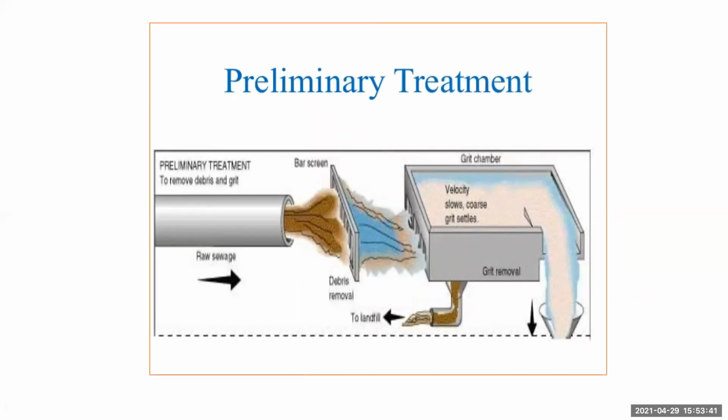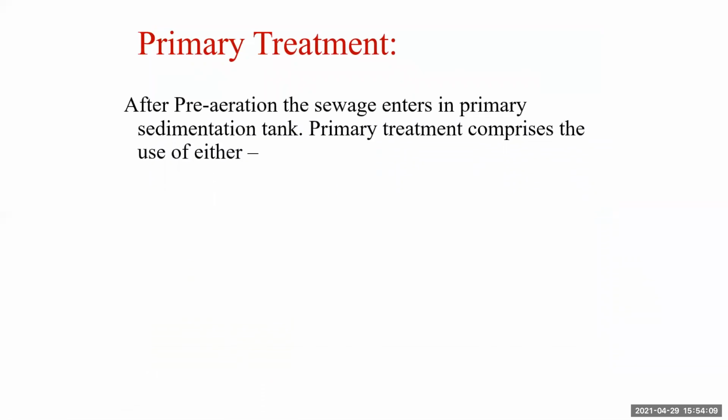Preliminary treatment involves removing the debris and grit. So raw sewage is first subjected to screening. That means it is passed through bar screens to remove large objects. Then it is sent into a grit chamber so that the grit is removed, which can be further used, or other solids are sent to landfill. And after preliminary treatment, sewage is subjected to primary treatment.